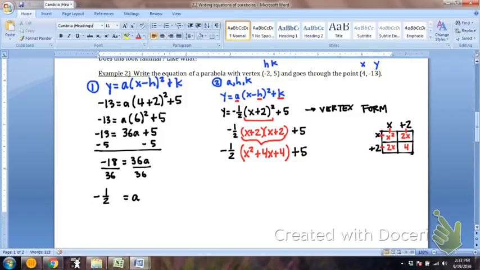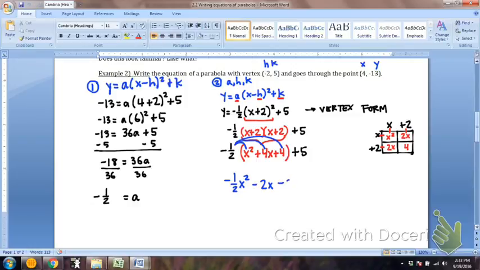Now, before you turn to your calculator, what is half of 1? Just 1/2, right? Anything times 1 is itself. So this is just negative 1/2 x squared. What is half of 4? 2. So this is a minus 2x.